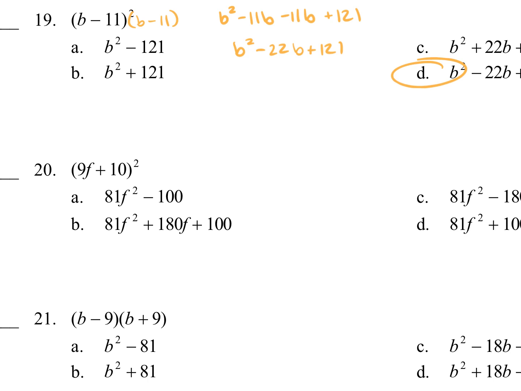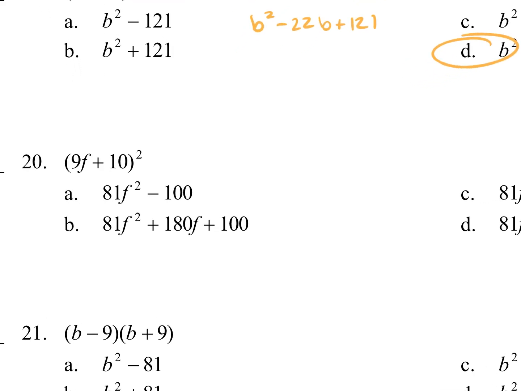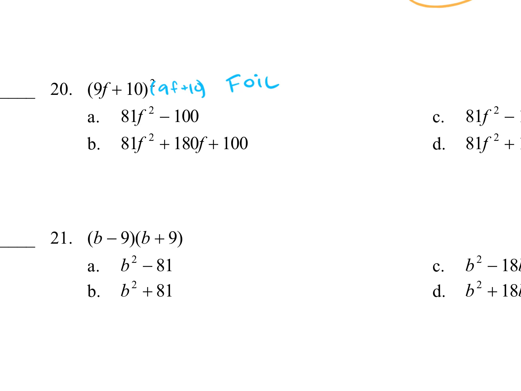And for 20, I would have to do the same thing. Write it twice and then FOIL it out. So it'd be 9f plus 10 times 9f plus 10. Then you FOIL. And for 21, what would I have to do? Just FOIL, same thing.